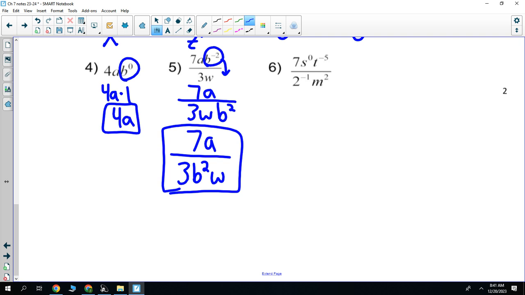Okay, let's take a look at number 6. Do I have any 0 exponents? Yes. So just this thing is going to become 1. So that's going to turn into 7 times 1 for that guy, which is just 7. So I'm just going to rewrite the rest of it below here.